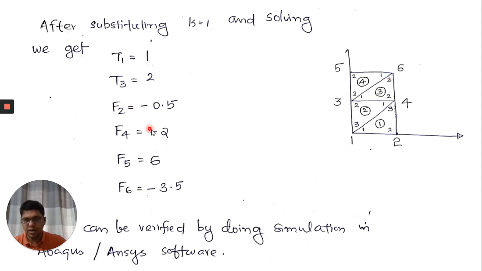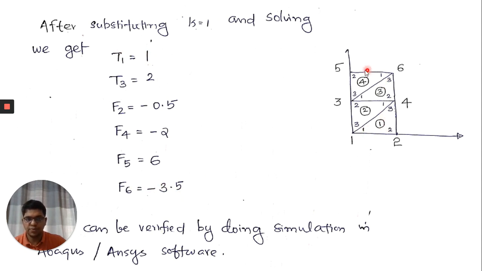Remember that whenever you are getting negative values here, that means there is an outward heat flow. So the heat flux at 2, heat flux at 4 and heat flux at 6, in all these nodes the heat is flowing to the outside. So that means outward heat flux. And if you look at 5, there is a heat flux of 6 and that is positive. That means there is an inward normal heat flow to node 5. So like that we have found all the unknowns.